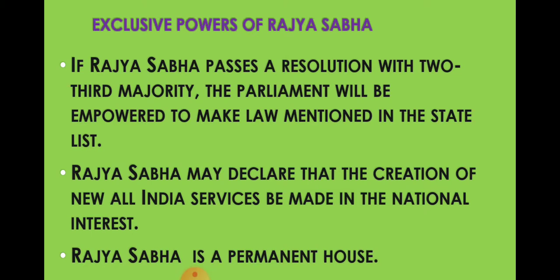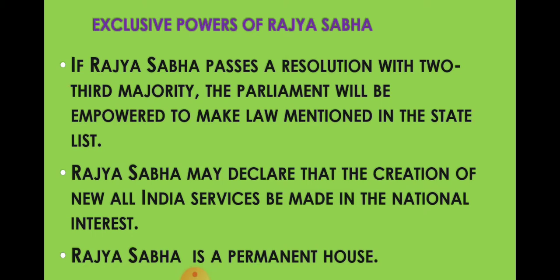The second exclusive power of Rajya Sabha: Rajya Sabha may declare that the creation of new All India services be made in the national interest. If Rajya Sabha declares for the creation of new All India services, the union parliament can make it. That is the second exclusive power of Rajya Sabha.